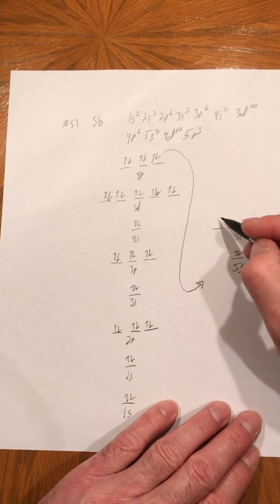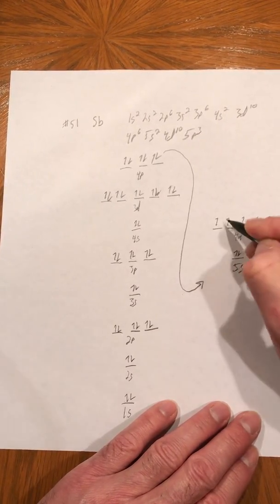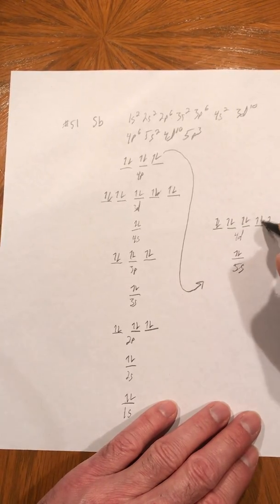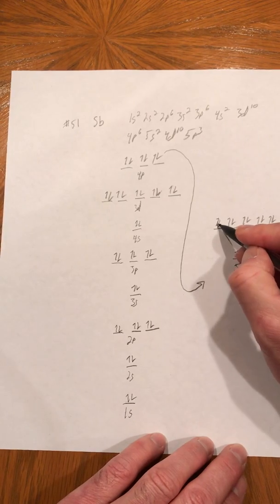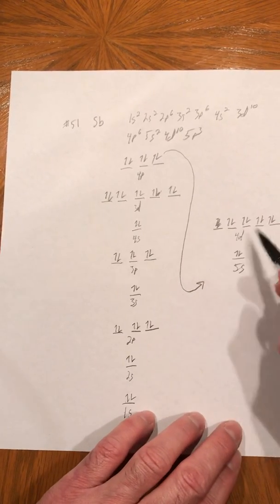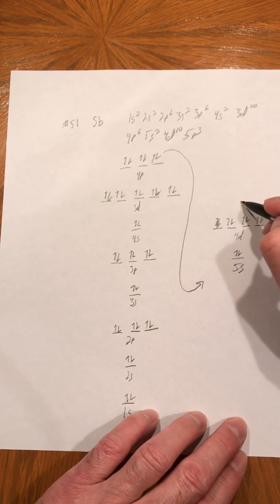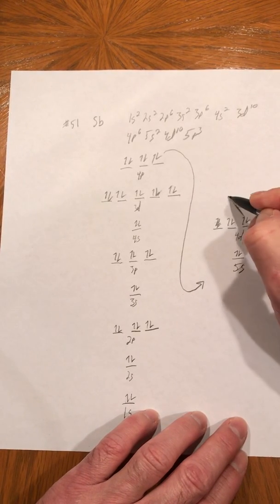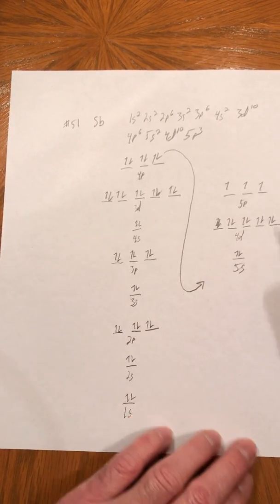So after 5s, 4d with 1, 2, 3, 4, 5, 6, 7, 8, 9, 10 half arrows, each half arrow representing an electron. If it's pointing up, the electron is said to be spinning up. If it's pointing down, the electron is spinning down. And finally, 5p should have 3 orbitals with 1, 2, 3 electrons.